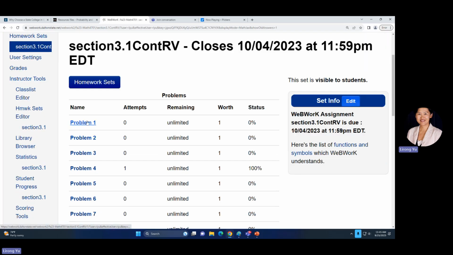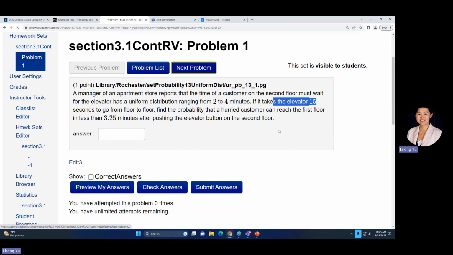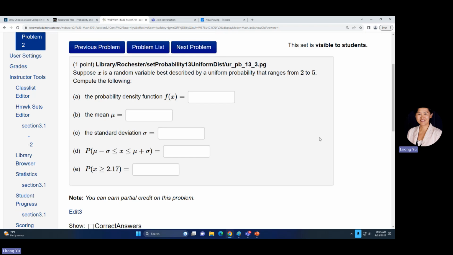Let me leave that one because I'm still iffy on it, it takes the elevator 15 seconds to go. And let me finish the other assignment. We'll try to spend a little bit more time on that.